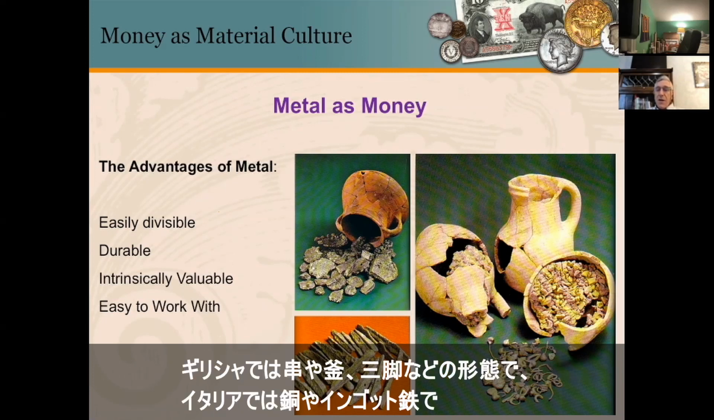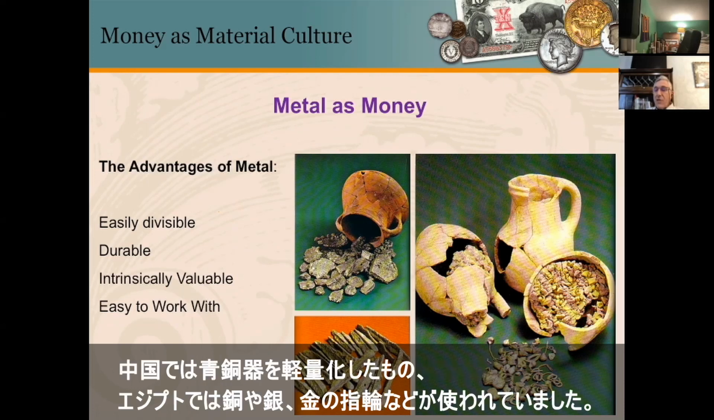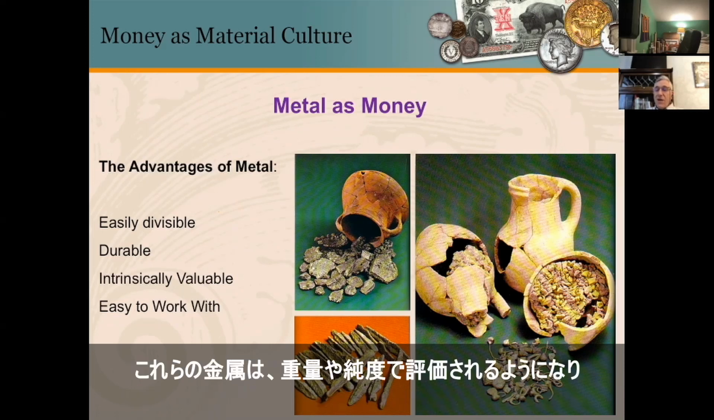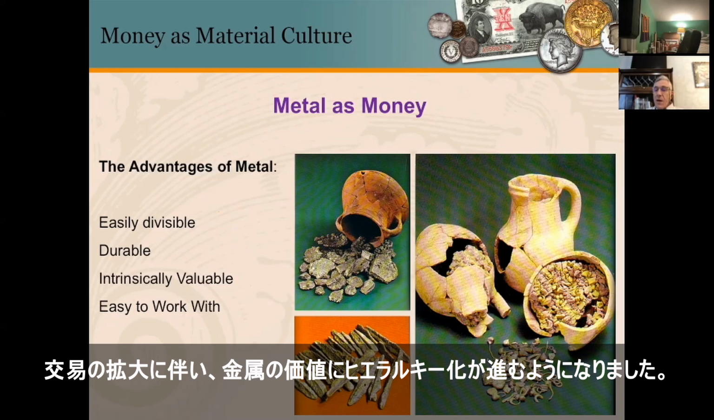At first, metal objects were used, including spits, cauldrons, and tripods in Greece, rough bronze ingots in Italy, lightweight copies of bronze tools in China, or copper, silver, and gold rings in Egypt. These evolved into pieces valued by weight and purity. A hierarchy of value was developed for these metals as trade increased.